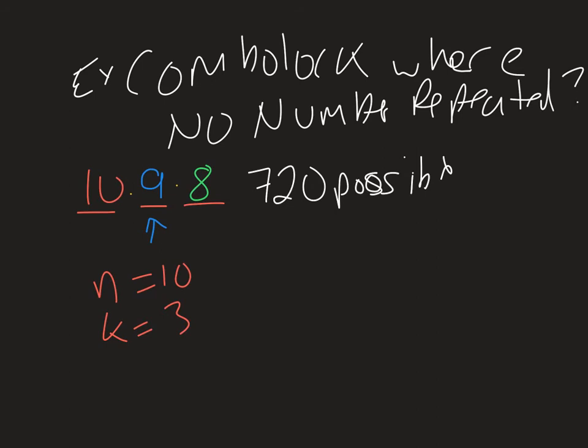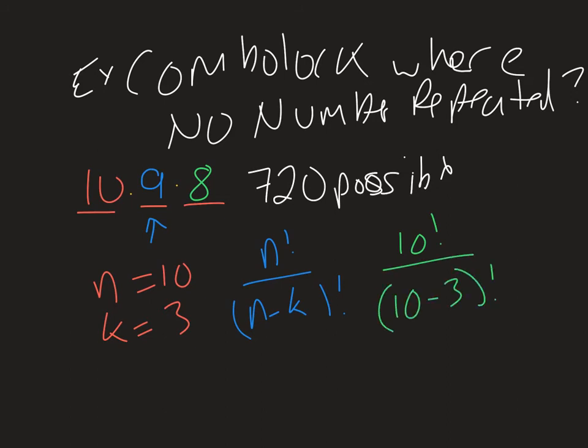So if we think about what that means, following our formula where we have n factorial over n minus k factorial, let's just plug in the numbers and see what happens. We're going to have 10 factorial over 10 minus 3 in parentheses, then we're going to take the factorial of that, which, if we follow our reduction, we'll have 10 factorial over 7 factorial.